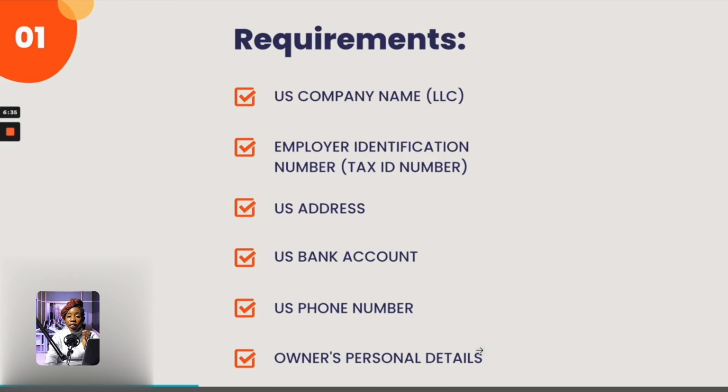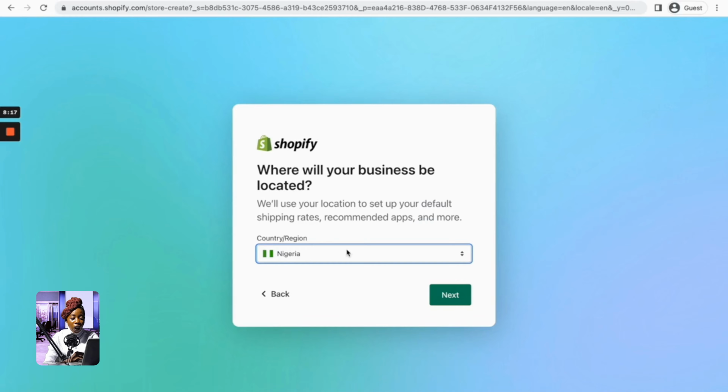When you are signing up on Shopify, one of the things they are going to ask you is where your business is located. Now the location or the country that you select determines the payment methods or the payment processors that will be available for you in your store. Don't panic, this is also changeable. For example, since Stripe and Shopify Payments is not available in Nigeria, I'm going to go ahead and select Nigeria.